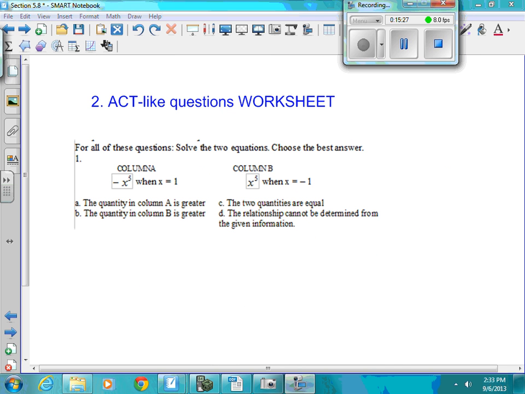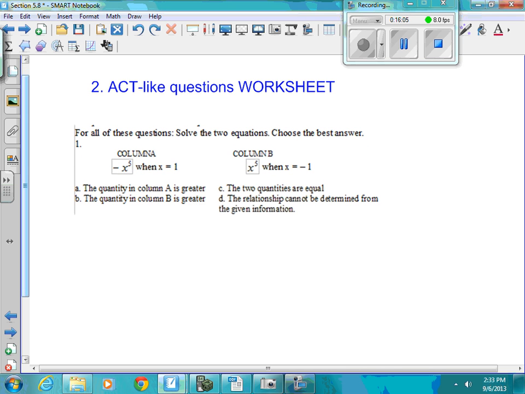Last problem, you're going to have these problems in class to work on as well, so I figured we pick one of them and show you how to do it right now. This is how the ACT likes to word questions. Here's column A, column B, and then they'll have answers. The quantity in column A is greater, the quantity in column B is greater, the two quantities are equal, and the relationship cannot be determined. Okay, so they're going to give you some expression, plug in a number, in this case, negative x to the fifth when x equals 1, and x to the fifth when x equals negative 1. So you have to plug it in and evaluate each expression and then determine what the right answer would be.